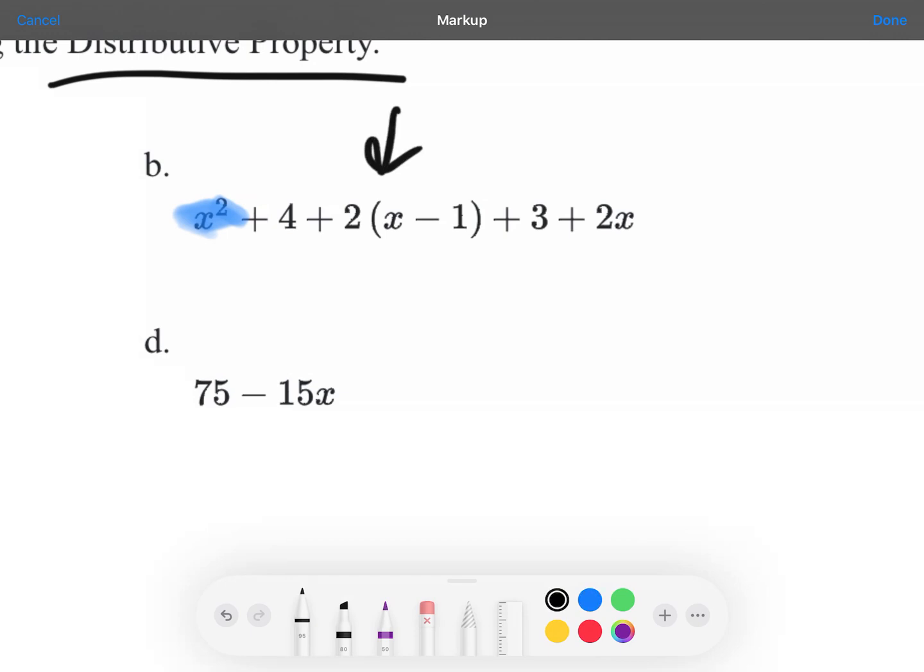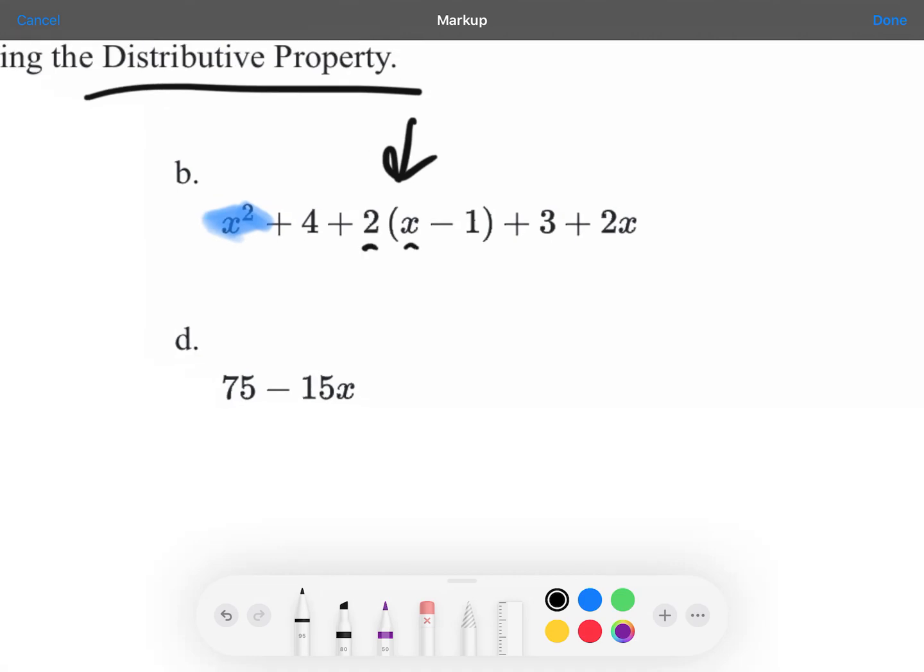We know that we have 2 groups of an x tile and 2 subtract 1 unit tiles, and we didn't talk much about the subtract 1 or the minus 1 unit tiles, right? But we have 2 groups. So what this whole thing becomes right here is 2x tiles minus 2 1 unit tiles. Okay, so that's what that equates to.